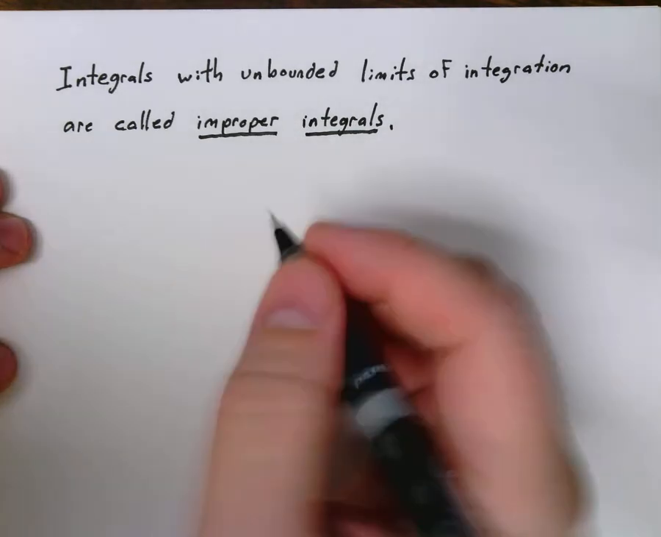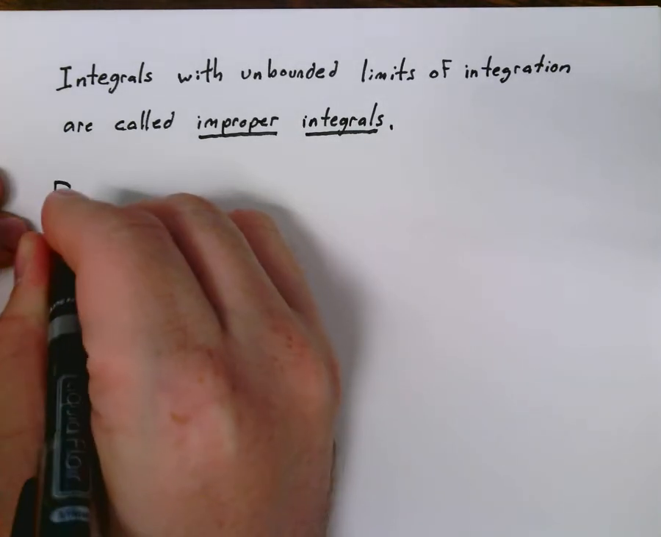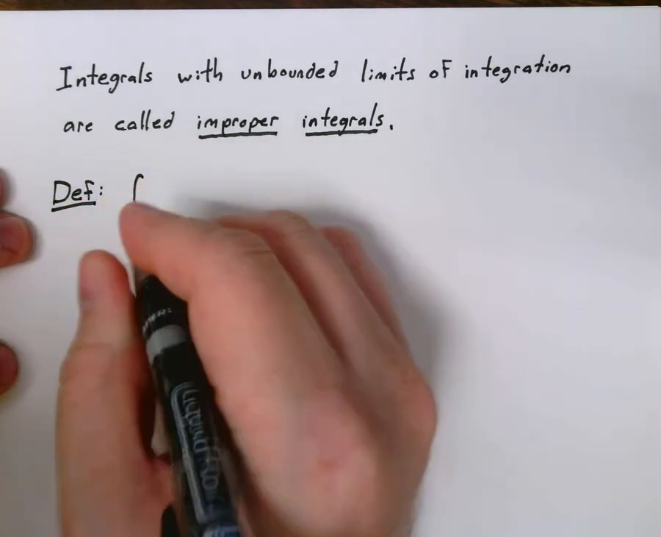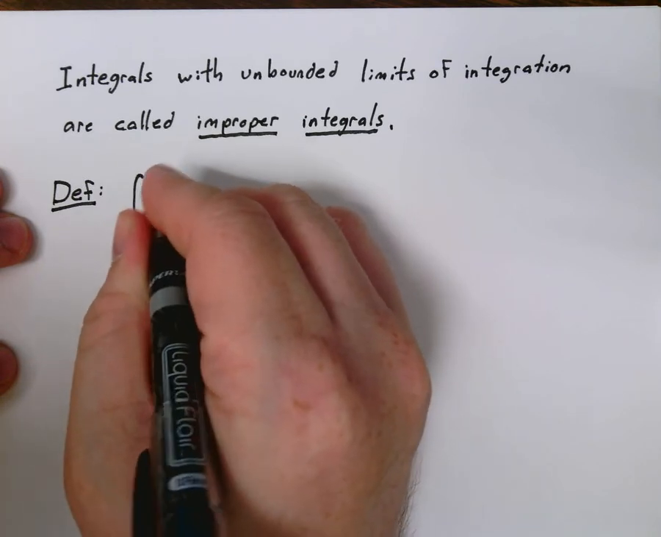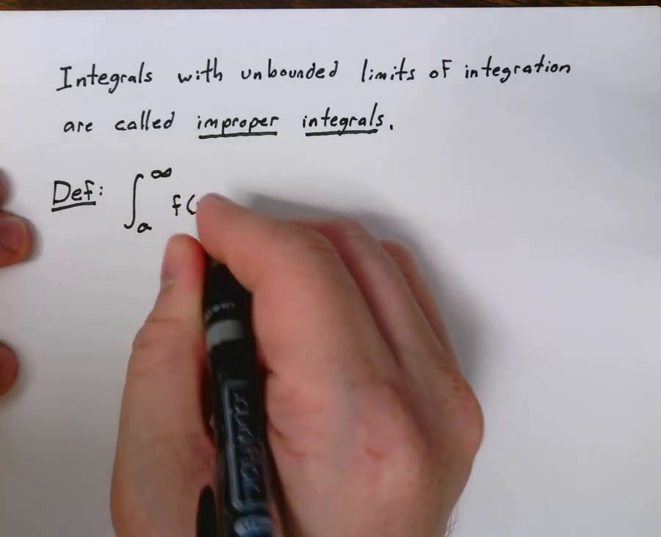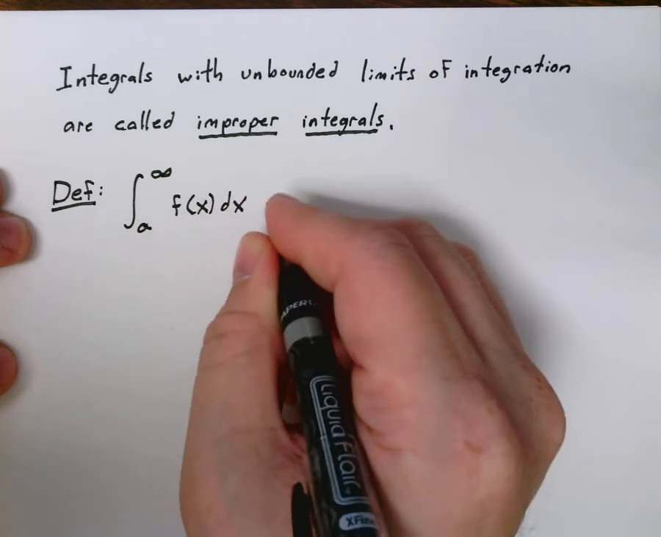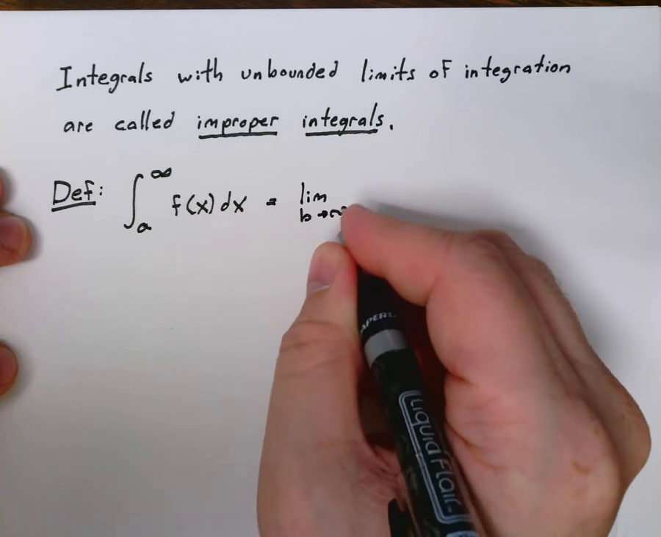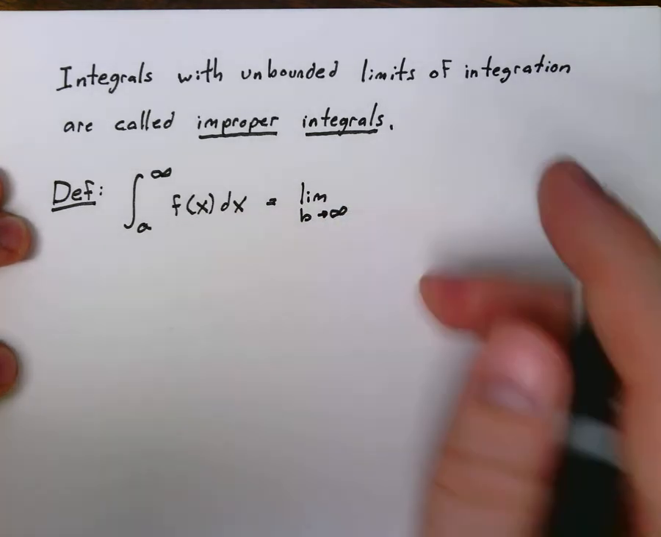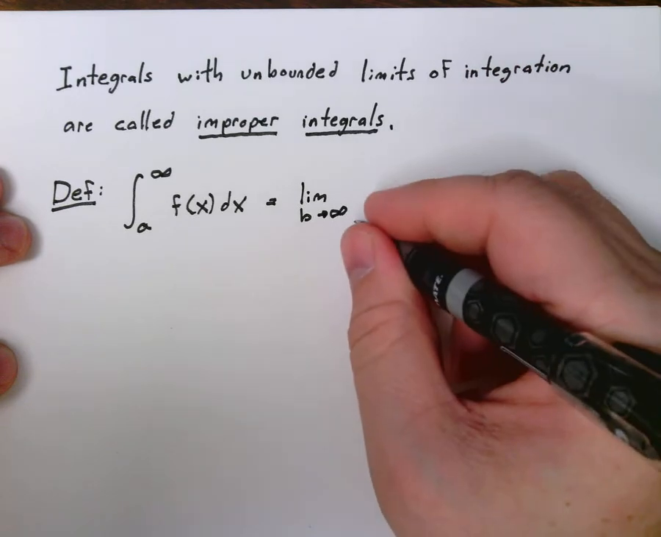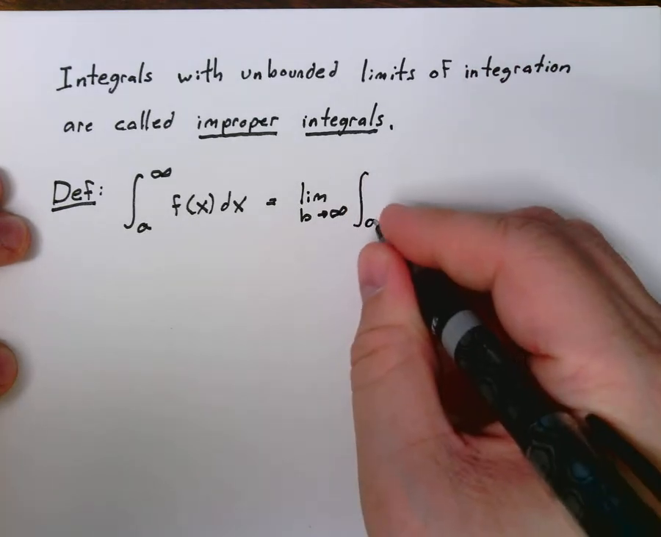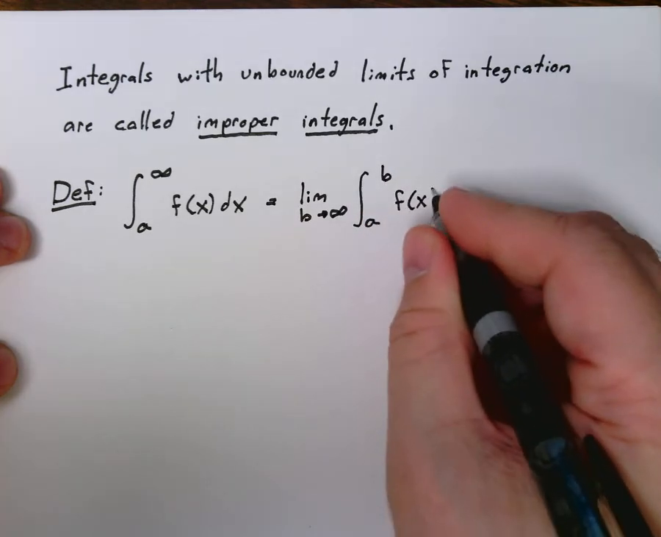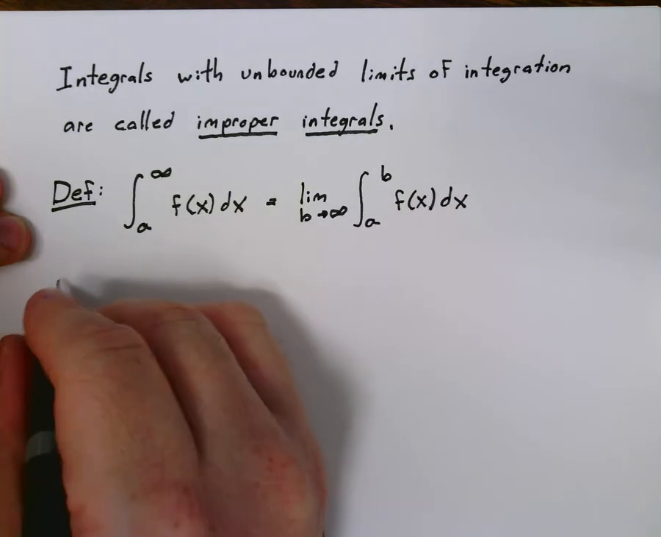It's the same thing that we did before. Let me give the definition here. So definition, if I were to integrate from, say, a to infinity of f of x dx, here's what you do. You're going to take the limit as b goes to infinity, where b is some finite number, so you're allowing that finite number to get large, just like in the previous example, and you're going to go from a to b of f of x dx, if the limit exists.